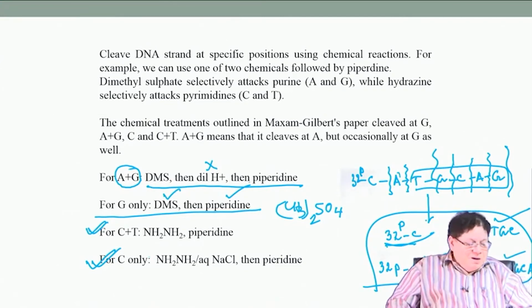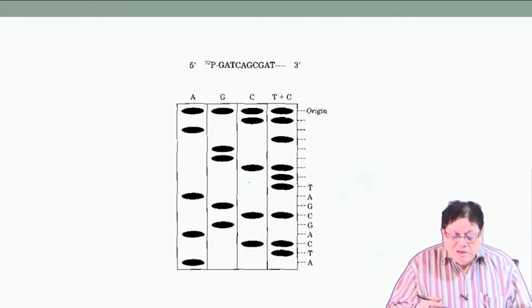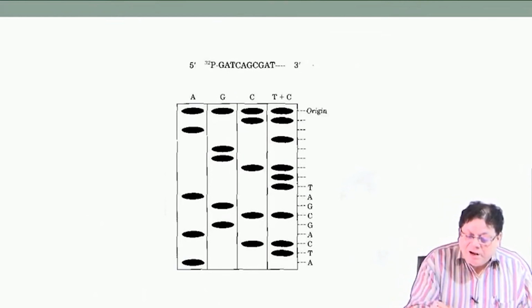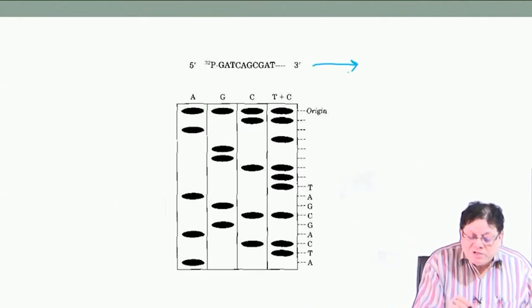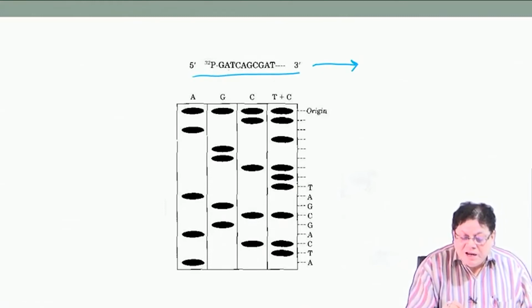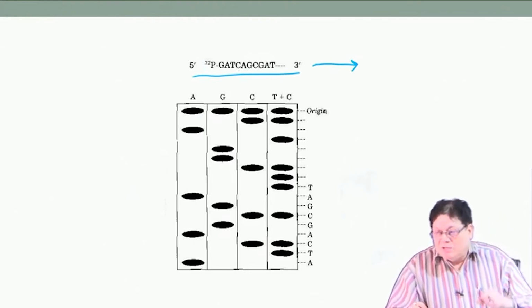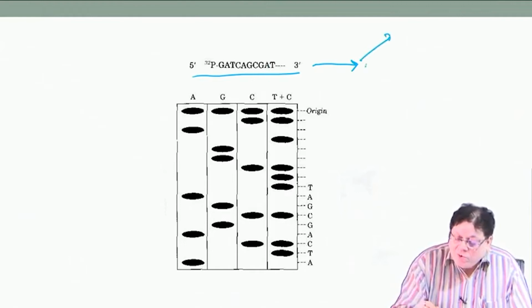Okay. Now, let me give you an example that I think will give you a much better concept. So, suppose we started with this 5 prime 32P phosphorus, then GATCAGCGAT. I do not know what the sequence was, but I subject the DNA to those 4 conditions.